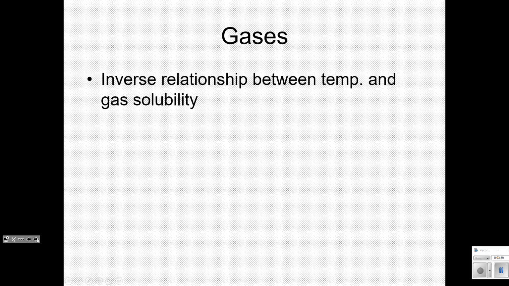Okay, now gases typically have the inverse relationship. And this was on, I believe, the website. And again, everyone did well on the website. So gases are actually more soluble at lower temperatures.